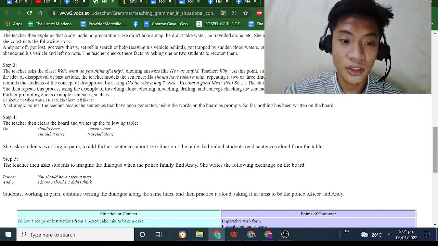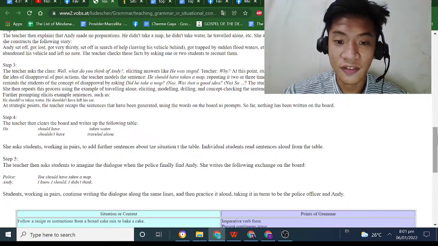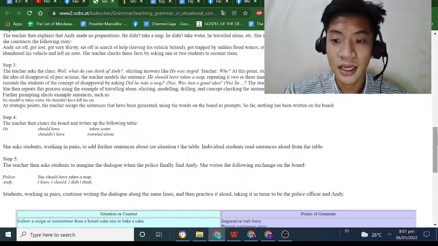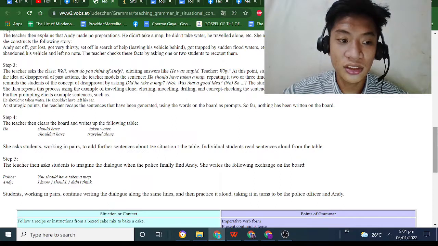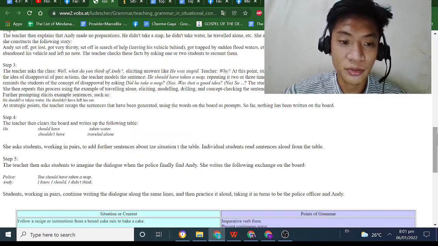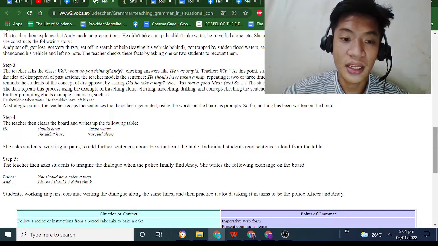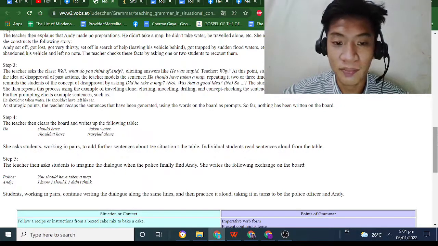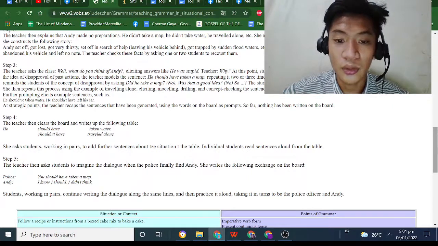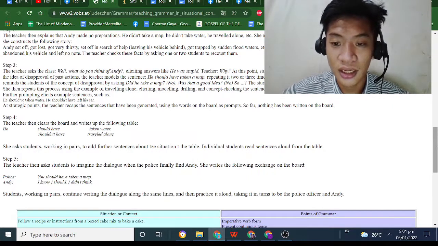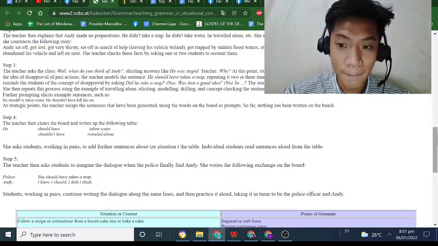The teacher models the sentence, he should have taken a map, repeating it two or three times. The students repeat the sentence in unison and then individually. The teacher reminds the students of the concept of disapproval by asking, did he take a map? So he asked them a question. Did he take a map? The response would be no. Was that a good idea? No. And so the students respond, he should have taken a map.